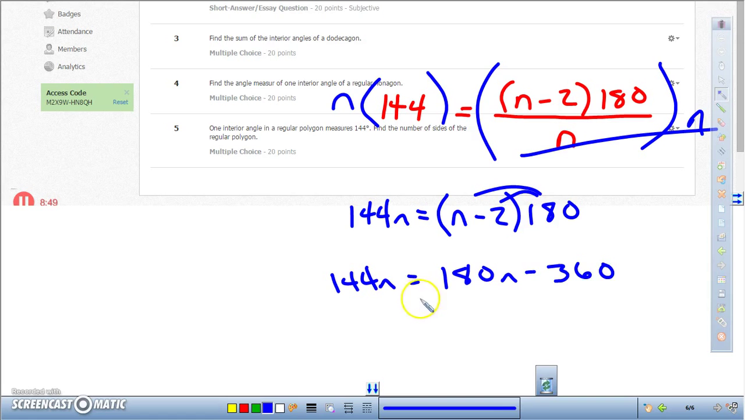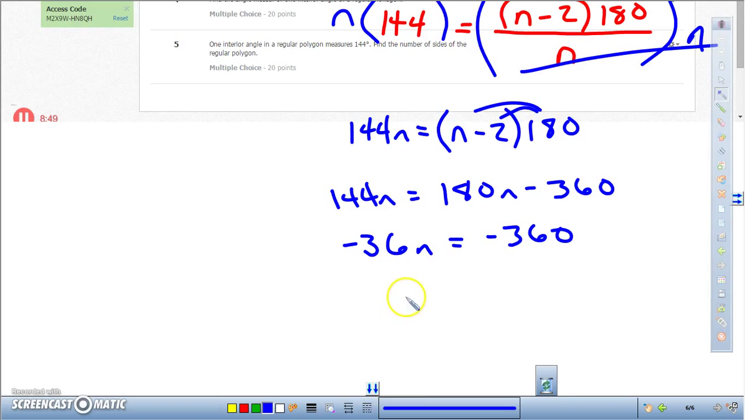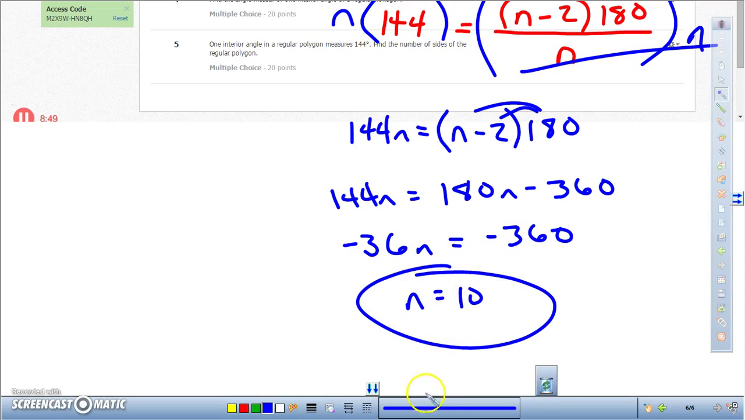And now I'm just solving an equation. Subtract 180n from both sides. That leaves me with negative 36n is equal to negative 360. Divide by negative 36, and you end up with n is equal to 10. Meaning that the polygon has 10 sides.